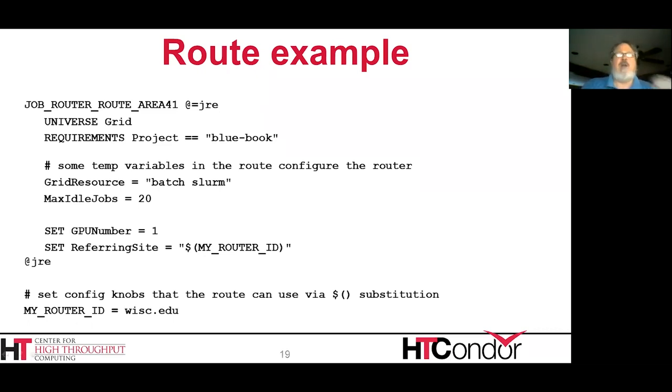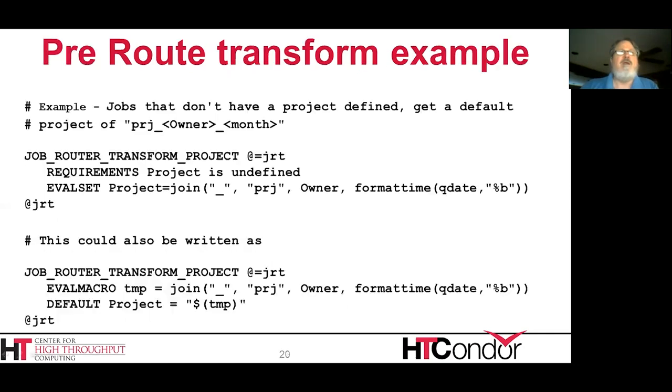And then we're going to set a couple of attributes into the job ad. And one of the things we've done here is we picked up a knob from the regular Condor config, my router ID, and used it as the value to set into the job. So we're doing dollar substitution like you could in a submit file, but we're doing that in the route at the time the route is applied. Here's an example of a pre-route transform.